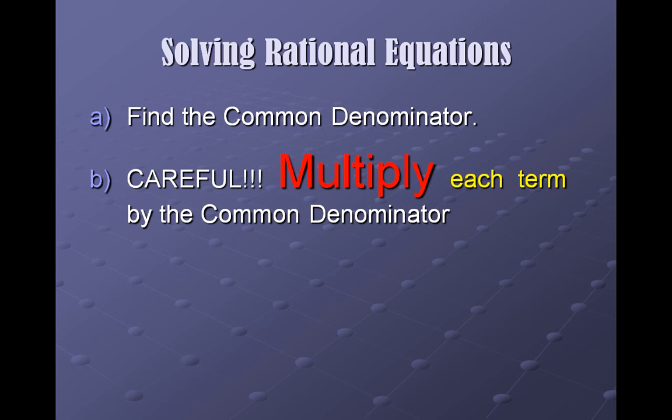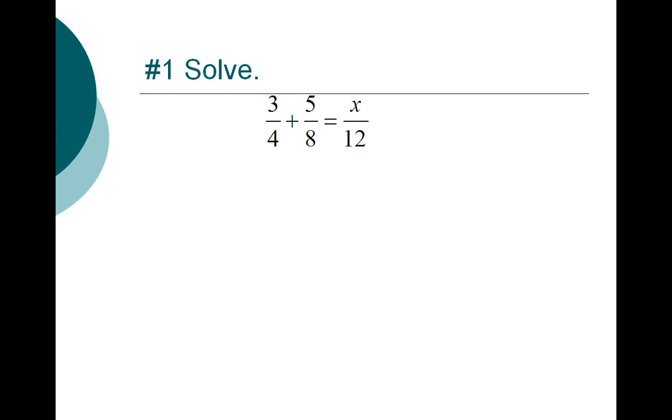So when you're solving rational equations, or fractional equations, you multiply each term by the LCD. So you're not trying to make each denominator alike this time. You're trying to get rid of the fractions by multiplying each term by the LCD. Number 1 here. Solve 3 over 4 plus 5 over 8 equals x over 12.